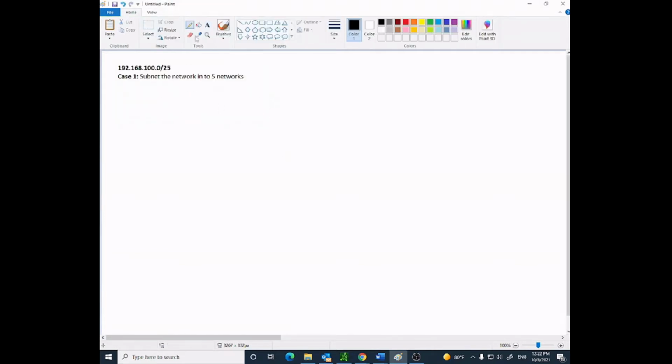And here we go. So the idea here is that I need to break down this IP address of 192.168.100.0 into 5 networks. And I have the prefix, which is 25. Prefix 25 simply means my subnet mask is... Wait a minute, let me just increase the thickness. So the subnet mask is going to be 255.255.255.128. That's the subnet mask here. Again, we talked about how to convert a prefix into a subnet mask.